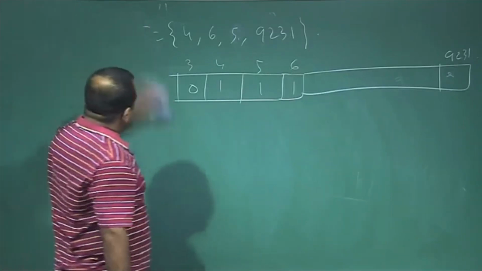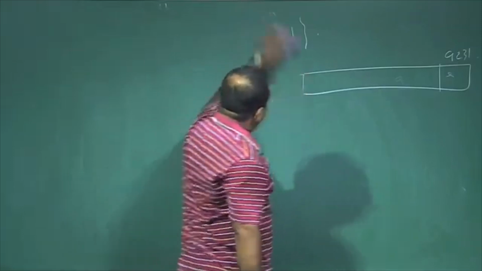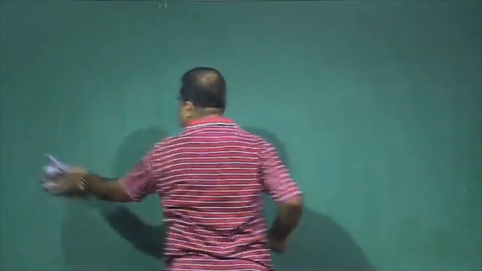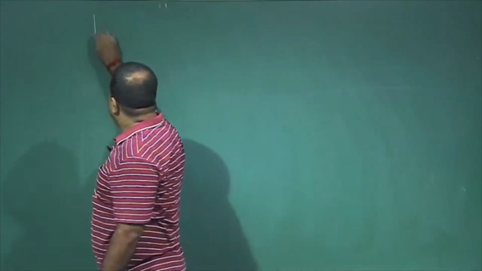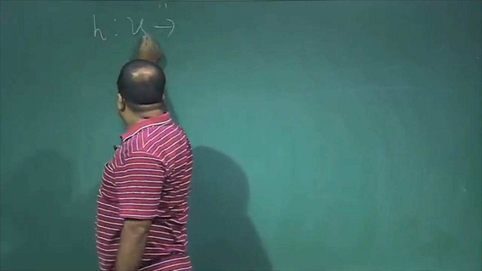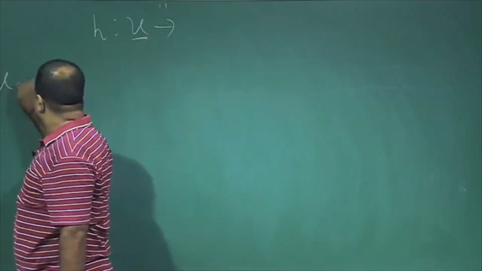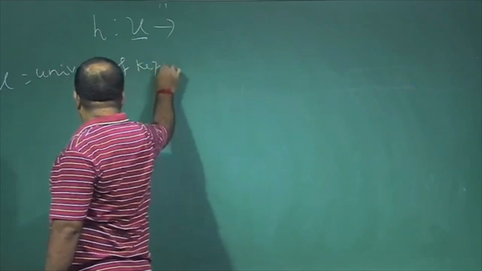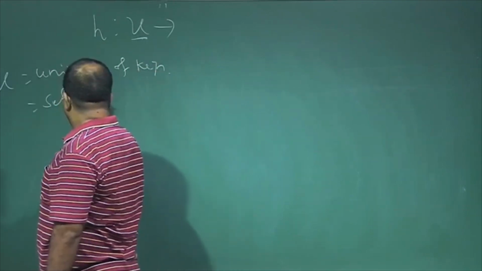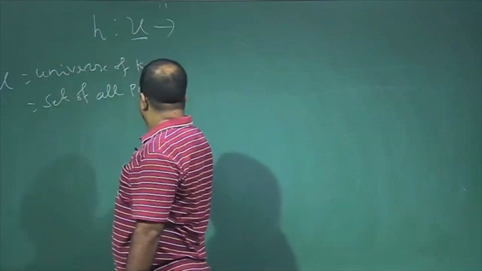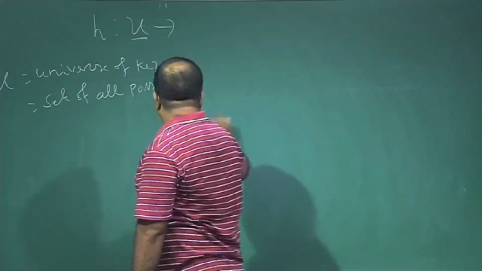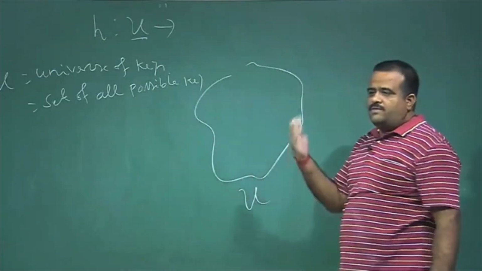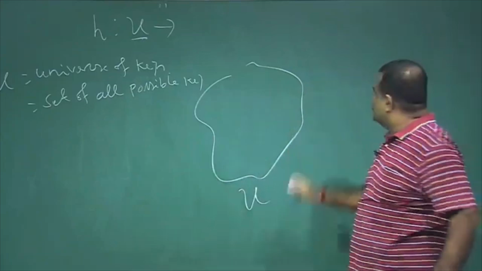So to solve this problem, what do we have? We have a function called a hash function. A hash function is a function from the set of all keys. This is the universe of keys, that means the set of all possible keys. This is the set of all possible keys we have, and we have a fixed table size.